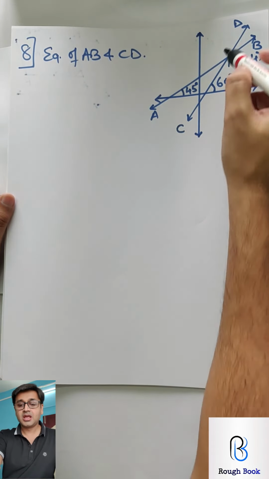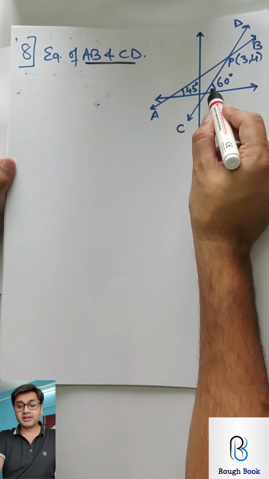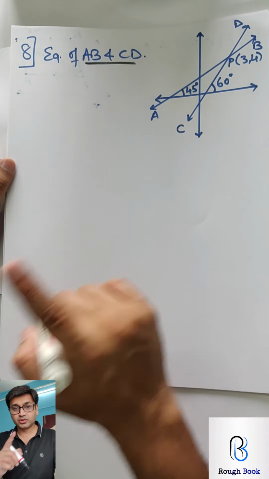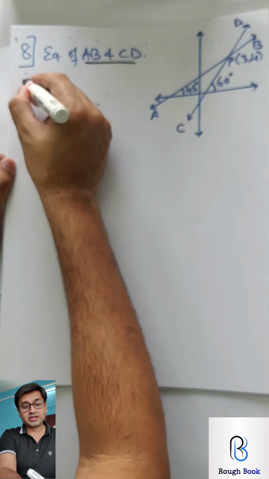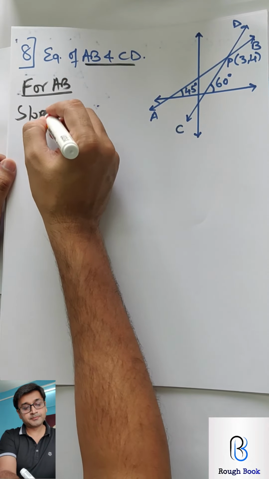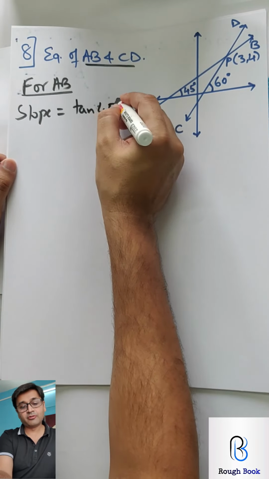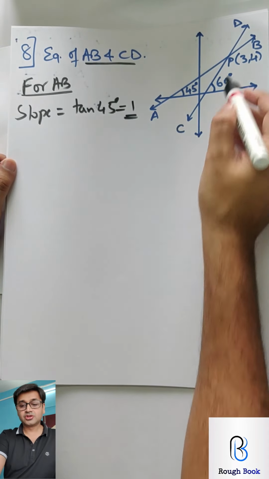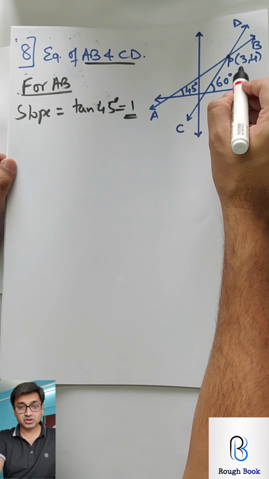Don't get scared. They have given you two lines AB and CD. They want the equation of both, and they have given you the inclination. So inclination will help you to find what? Slope. Perfect. So first for AB, the slope of AB will be tan 45. And what is tan 45? 1. So you already got the slope, and one point on AB is P, which is known to you.